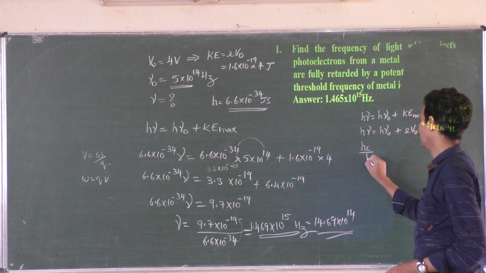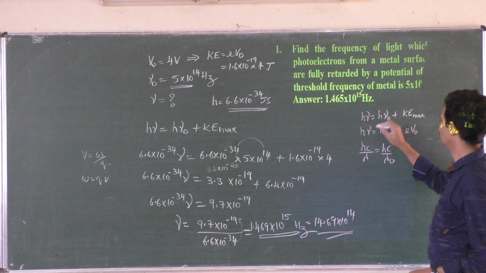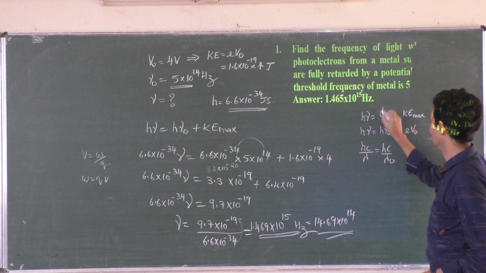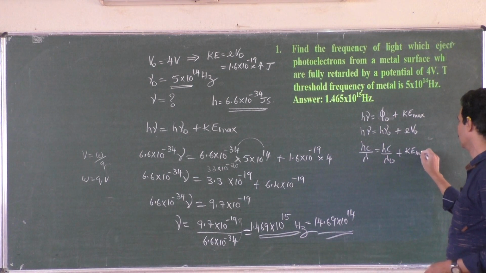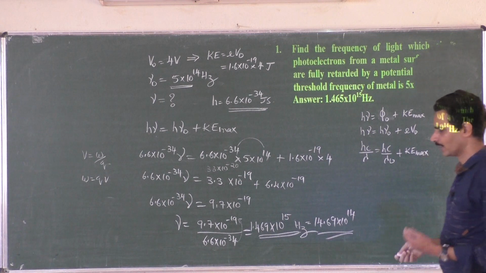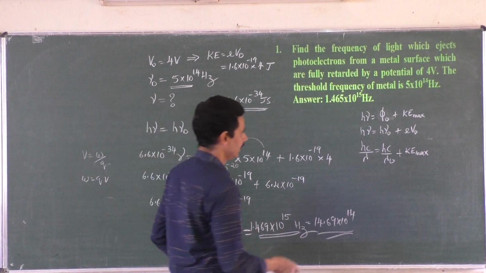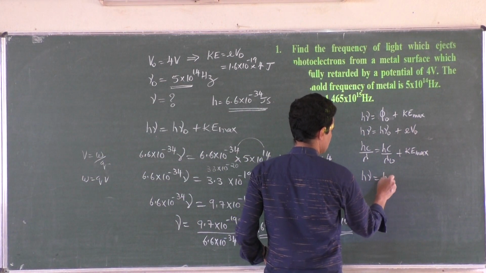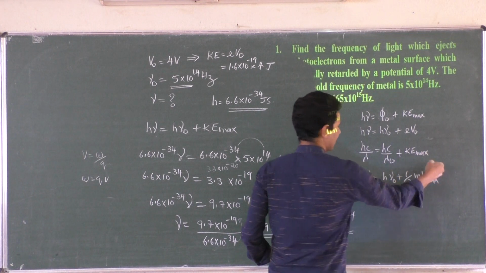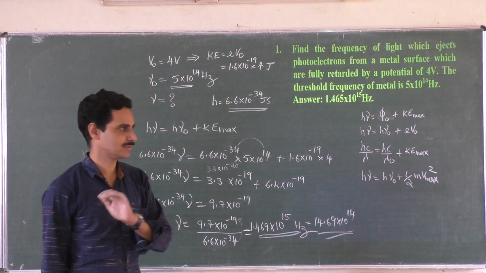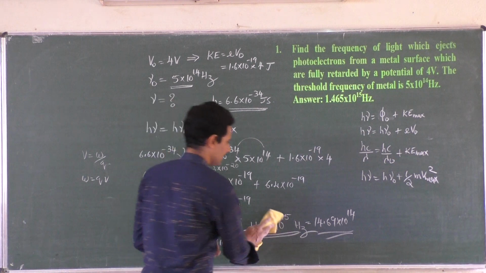hc by lambda in terms of wavelength, hc by lambda naught. Of course, here you can simply write work function phi naught. hc by lambda equals hc by lambda naught plus kinetic energy maximum. So, in this way also you can write it. There are numerous ways in which you can write it, right? And one more, h nu is equal to h nu naught plus half m v maximum square. Kinetic energy is half m v square. v maximum is the highest velocity of the electron. Okay, so we have finished this.